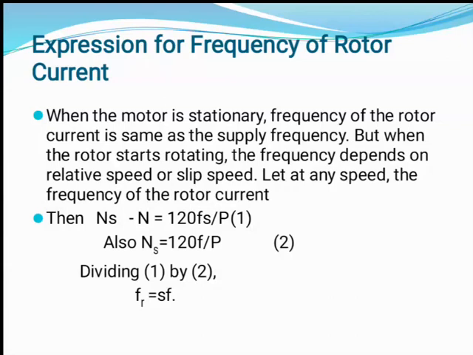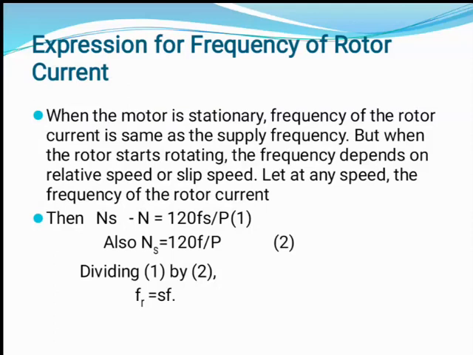Let us talk about the expression for the frequency of the rotor current. When the rotor is stationary, the frequency of the rotor current is the same as the supply frequency. But what happens when the rotor starts rotating? This frequency depends on the relative speed, or the slip speed. So at any speed, the frequency of the rotor current is represented as ns minus n is equal to 120 fr by p. That is the first equation, and the synchronous speed equation, ns is equal to 120 f by p, is the second equation.